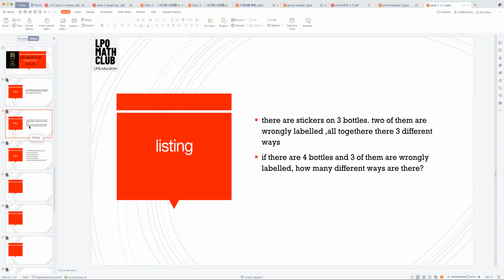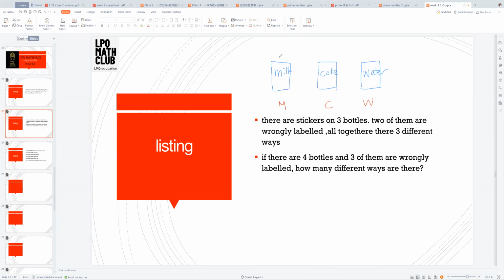There are stickers on 3 bottles. 2 of them have been wrongly labeled. Altogether, there are 3 different ways of putting them. Let me show you why there are altogether 3 different ways. So for instance, we have this one is a milk bottle, and this one is a Coke bottle, and the other one is a water bottle. So all of them should be labeled milk, Coke, and water. But 2 of them are wrongly labeled.